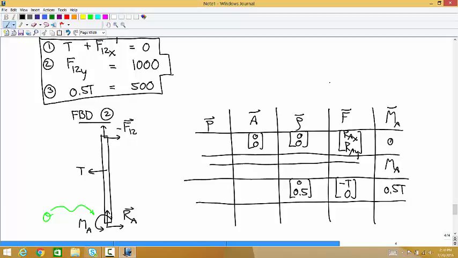And then the last one, the row vector is 0, 1. The force vector is negative F12x, negative F12y. So you get negative F12x.